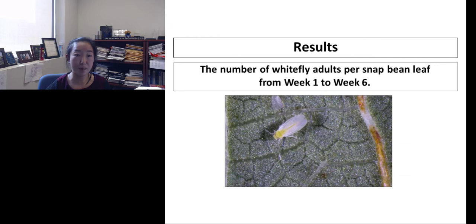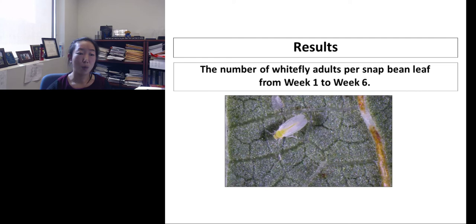After we set up this experiment, collected the data for 6 weeks, and analyzed it, right now we have already completed analyzing the data for the number of whitefly adults, eggs, and nymphs. So let's look at the results. First, the number of whitefly adults per snap bean leaf from week 1 to week 6.